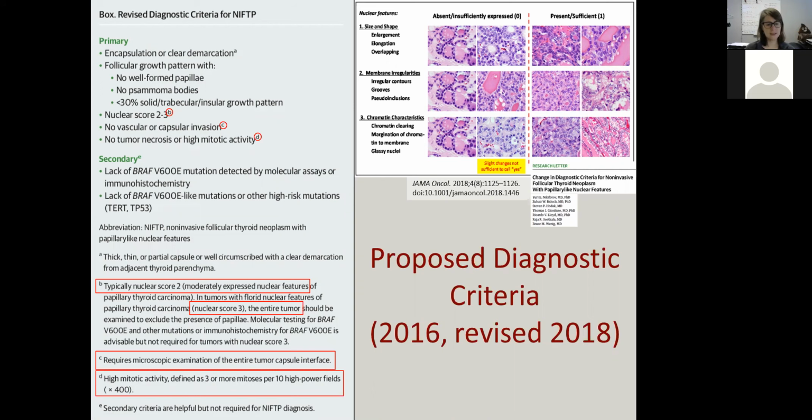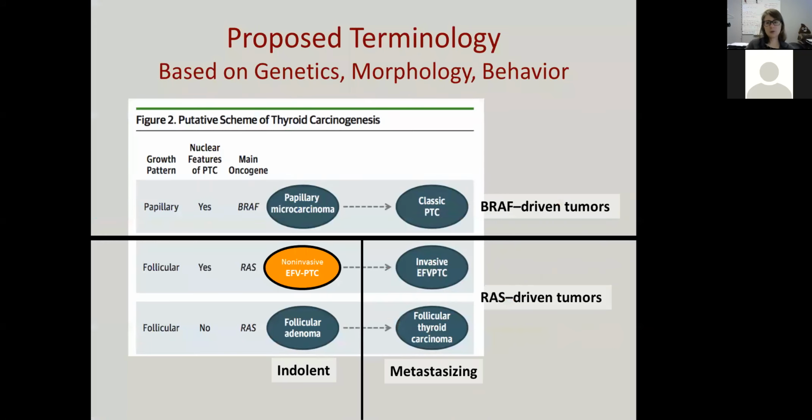So in 2018, we came down with a revised system that essentially did not allow any papillae, certainly did not allow any invasion, and did not allow any BRAF V600E mutation, because we know that is incompatible. Those are mutually exclusive. All right, so when you talk about the BRAF-like and the RAS-like, the proposed terminology was based on the combination of genetics, morphology, and behavior, where we are now no longer calling it non-invasive encapsulated follicular variant of PTC. We're now calling it NIFT-P, okay?